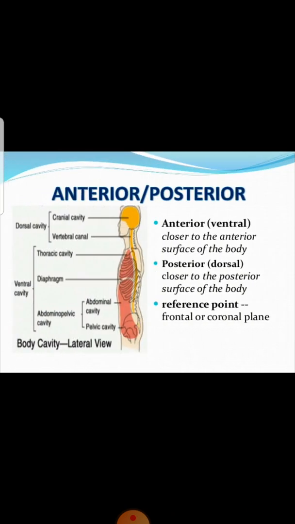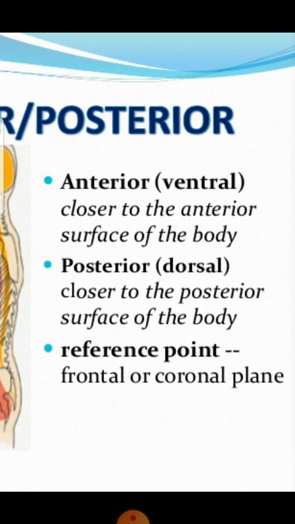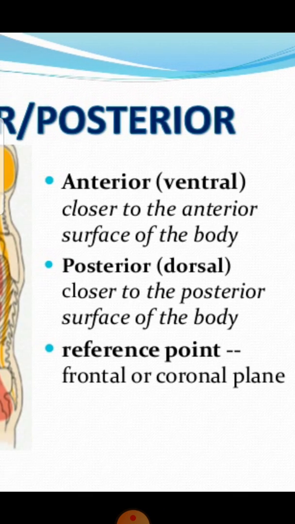Okay, so here we have some images regarding these terminologies. So if we talk about the anterior term, and I have already told you that anterior and ventral have the same meaning and we can use them interchangeably. So just remember that a structure that is anteriorly placed means that it is closer to the anterior surface of the body, and on the other hand, if a structure is lying posteriorly, that means that it is closer to the posterior surface of the body.